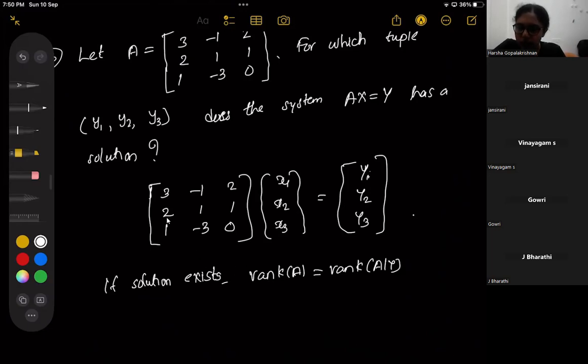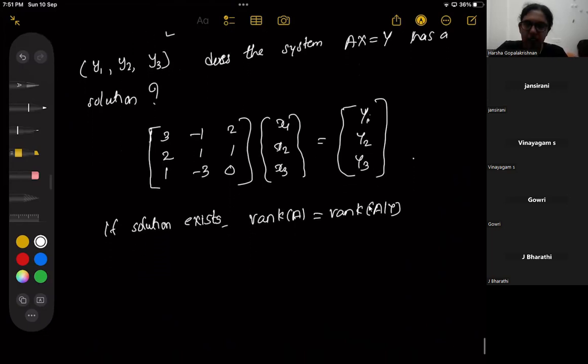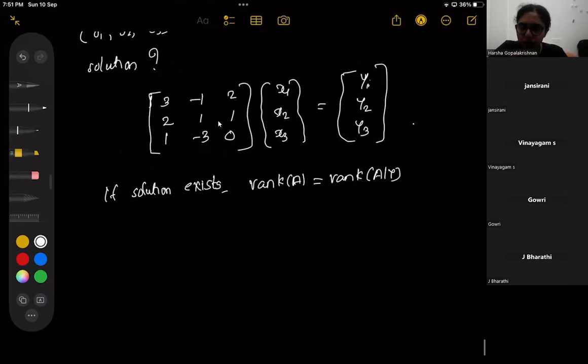So let's see. Here y is some kind of unknown. If we do lots of operations here, it will be complicated. So first we will see what the rank of A is. Can anyone say what the rank of A is? We can use any of the methods.